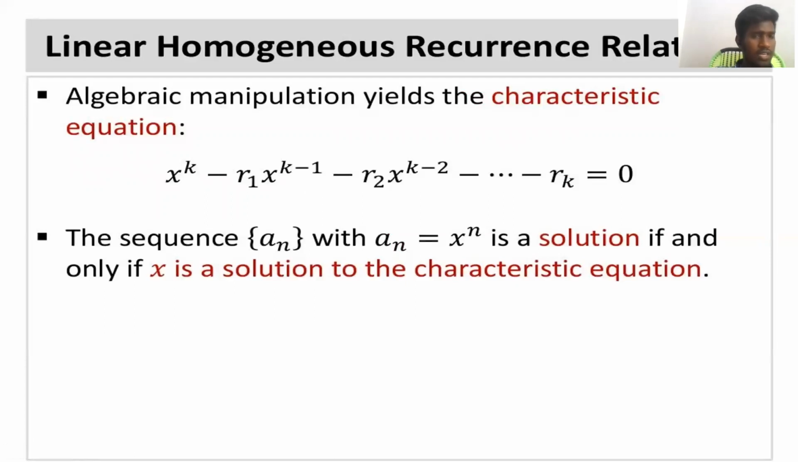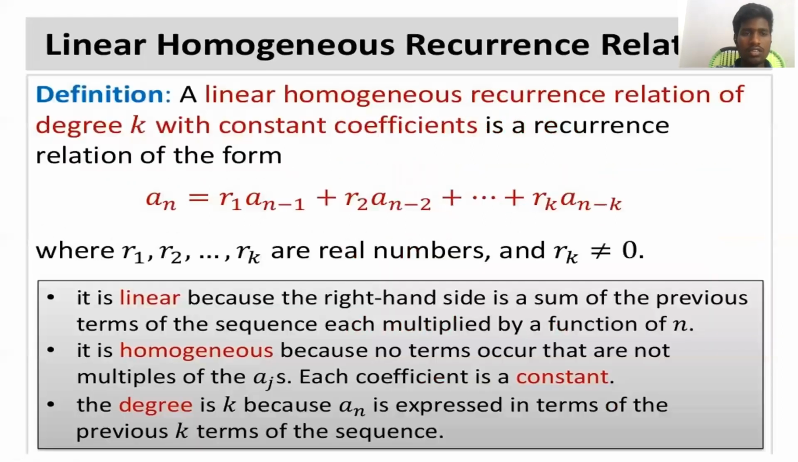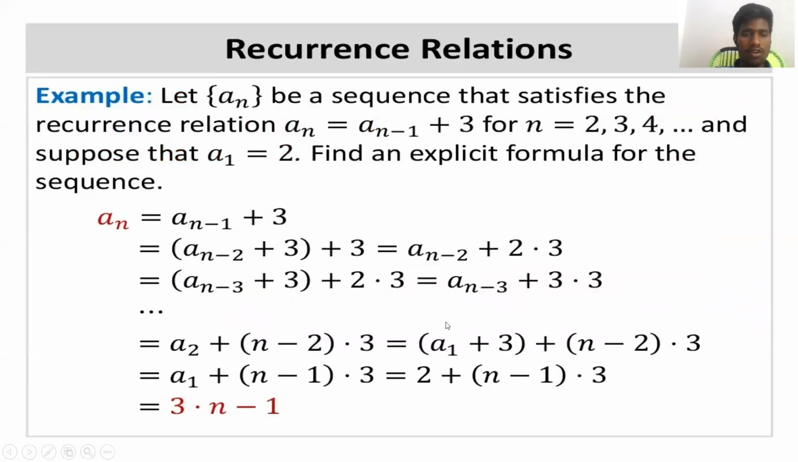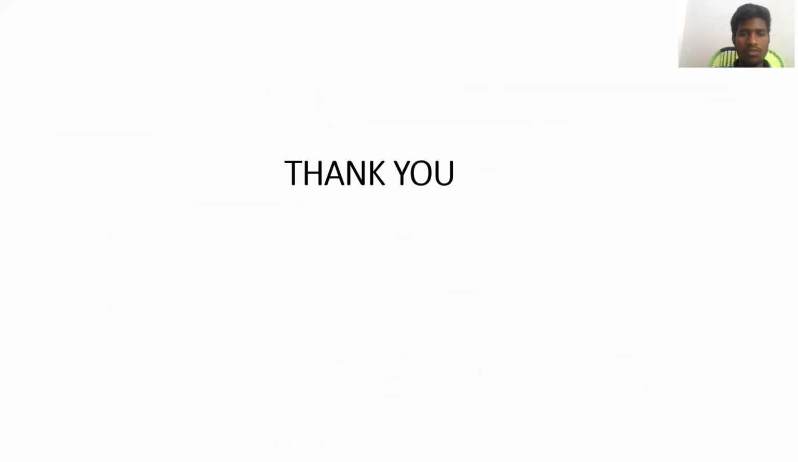This is all about the linear homogeneous recurrence relation, and what a recurrence relation is, and we have seen some examples here. One example of a recurrence relation is a sequence which follows the preceding and the succeeding terms in the same manner, so we call it a recurrence relation. So this is all about the recurrence and linear homogeneous recurrence. Thank you.